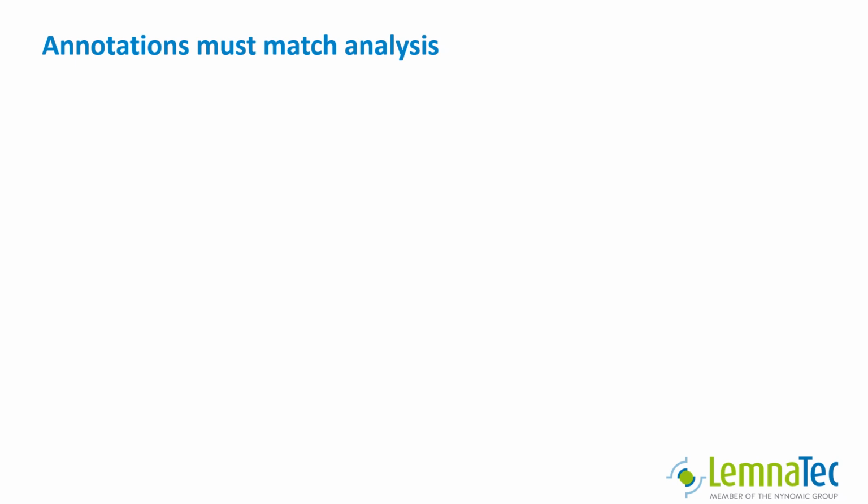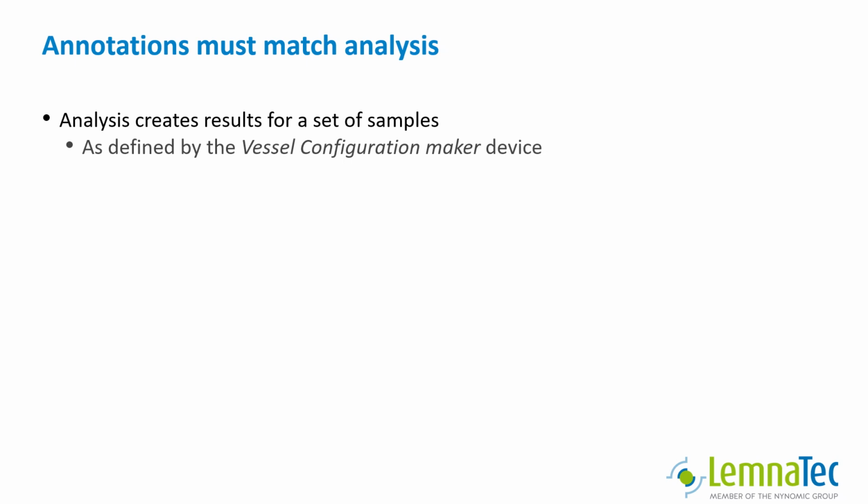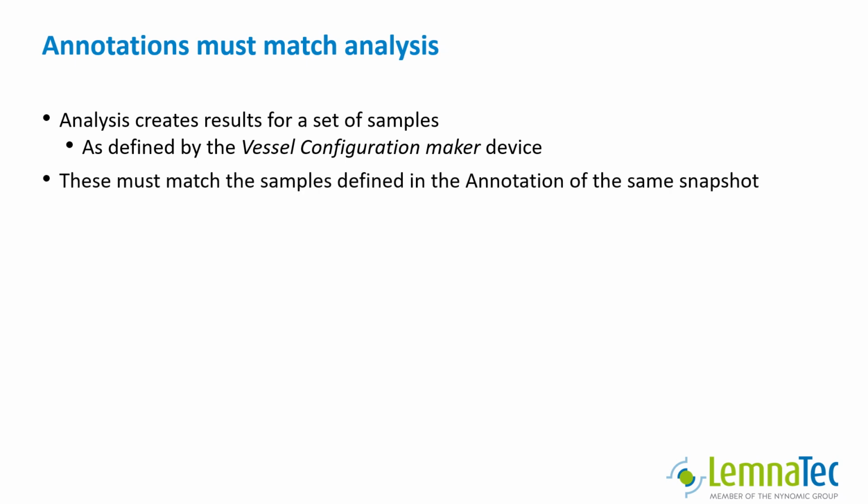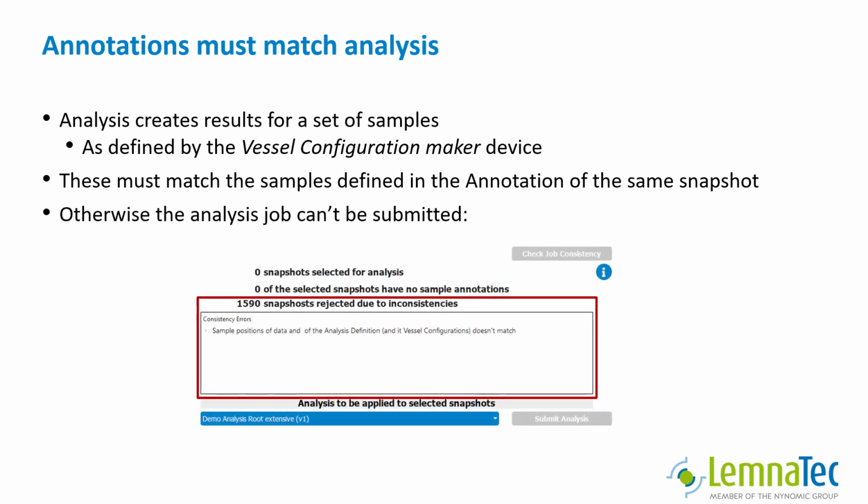There's one more thing to consider. If you run an analysis, this analysis creates results assuming a certain set of samples on the image, either just one or multiple samples. And this set of samples must match the sample annotations. If they don't match, this is reported as an inconsistency when you submit the analysis job.